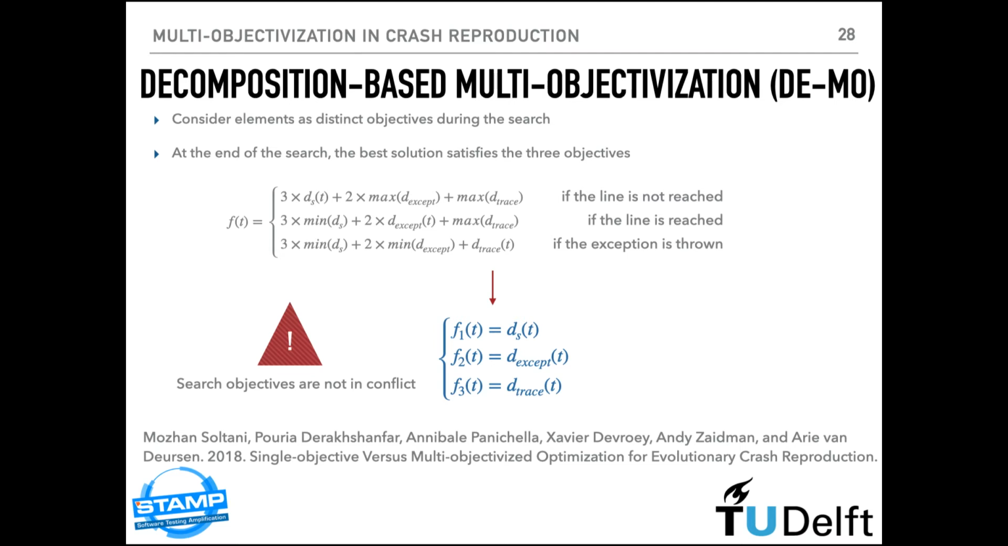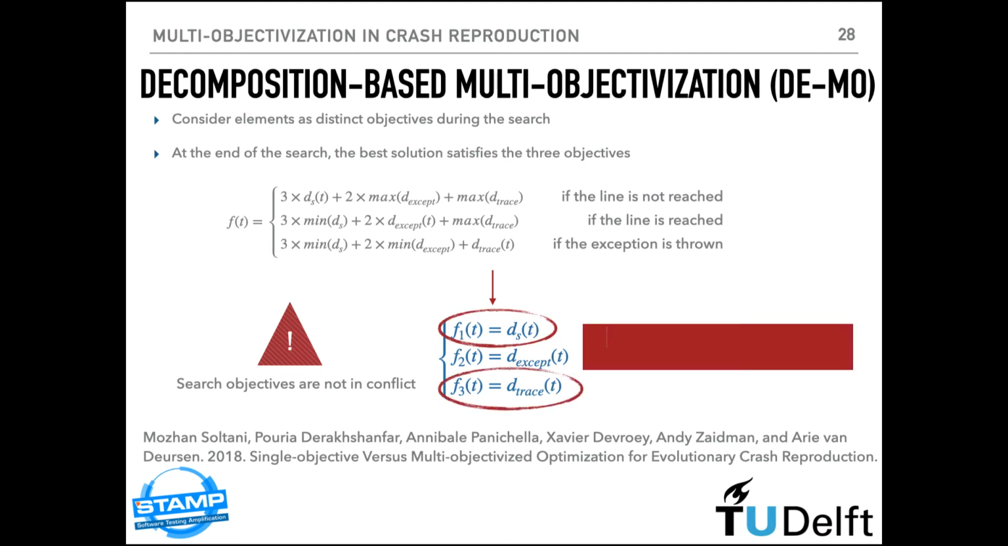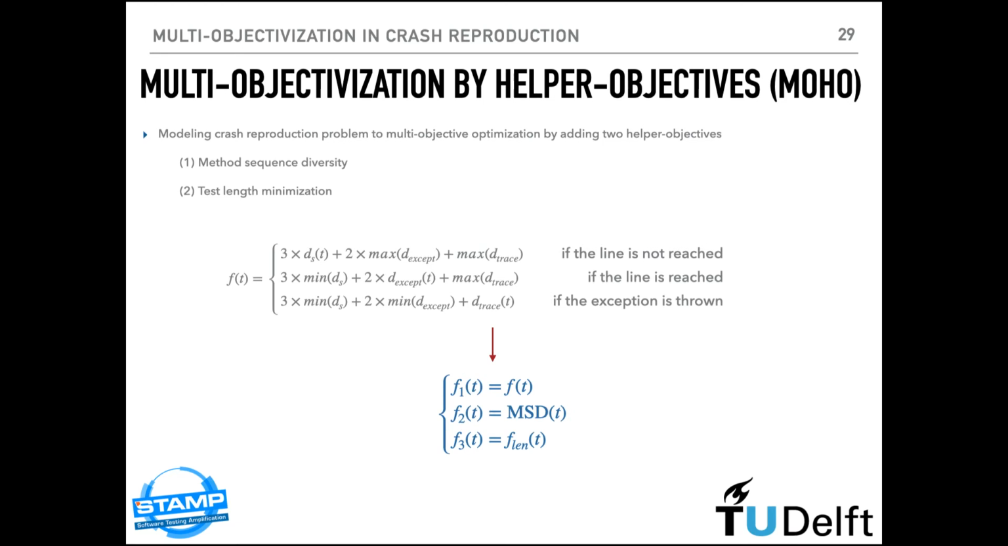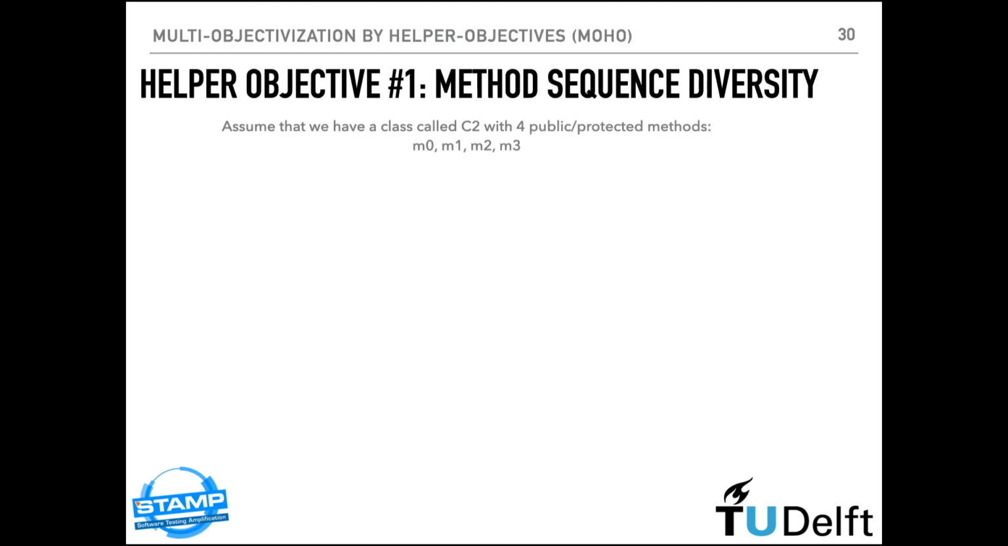For instance, we know that for having the stack trace similarity, we should first fulfill the first objective, which is the coverage of the line appearing in the outermost frame of the given stack trace. To tackle this limitation, in this study, we introduce MOHO, which adds two helper objectives to the existing crash distance fitness function. The first helper objective is the method sequence diversity.